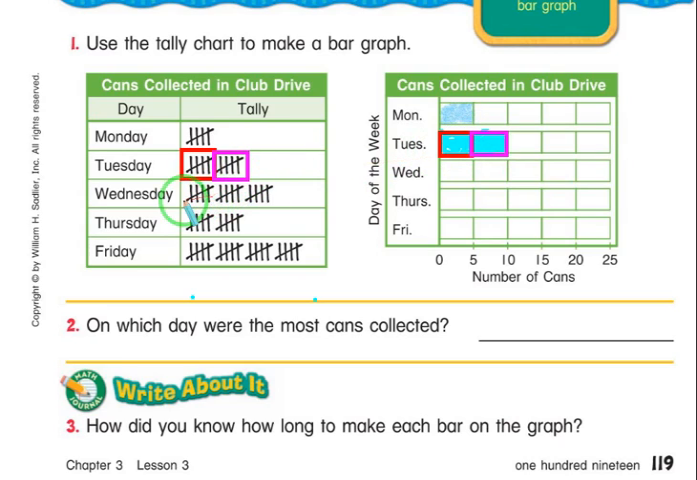Now let's check Wednesday. 1, 2, 3. So we have 3 5s, which means 15 cans. What do you think? How many squares shall I color here? And here for Thursday we have 2, and for Friday we have 4. So can you please help me to do this one, and this one? Pause the video, try to do it yourself, and then play the video again.